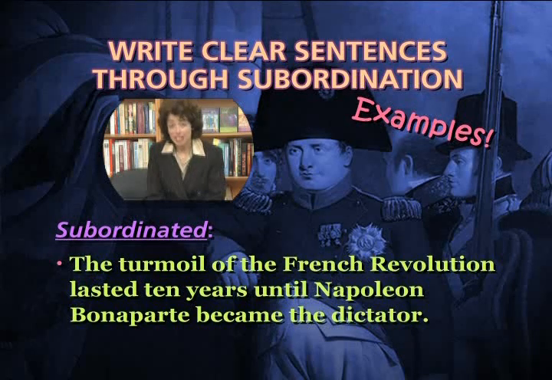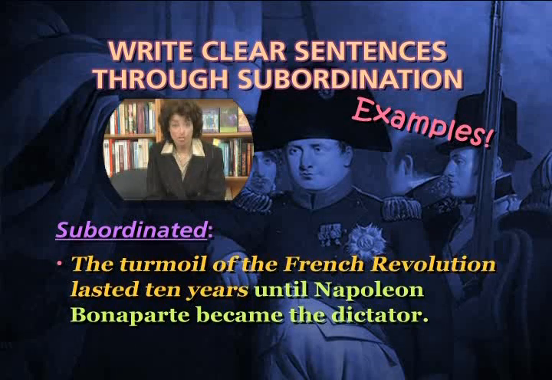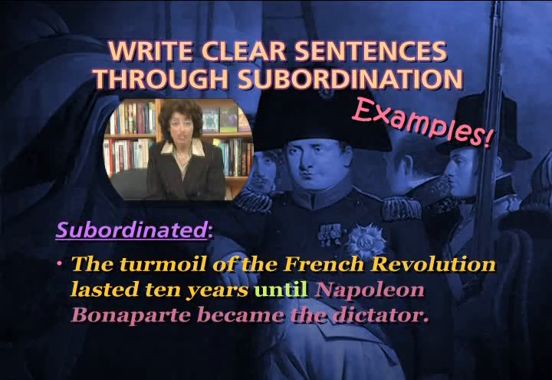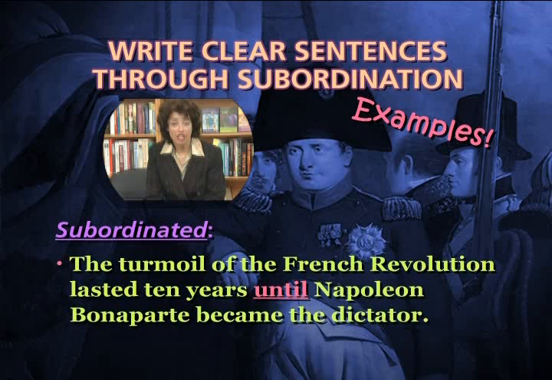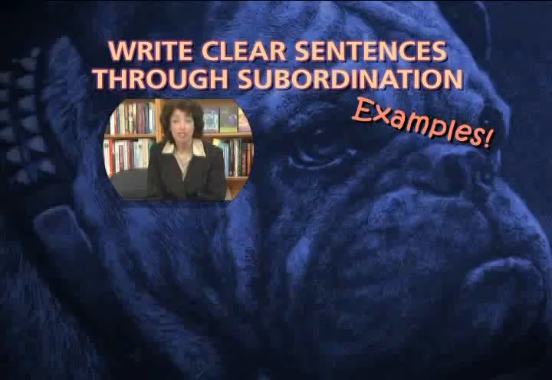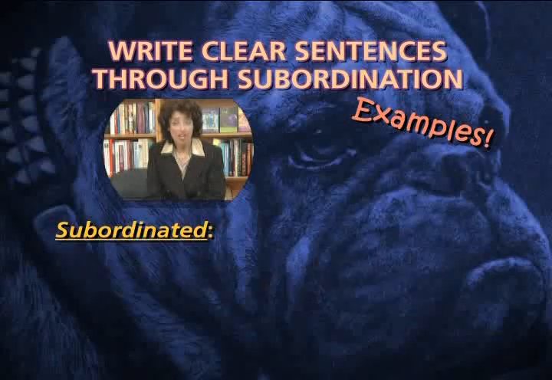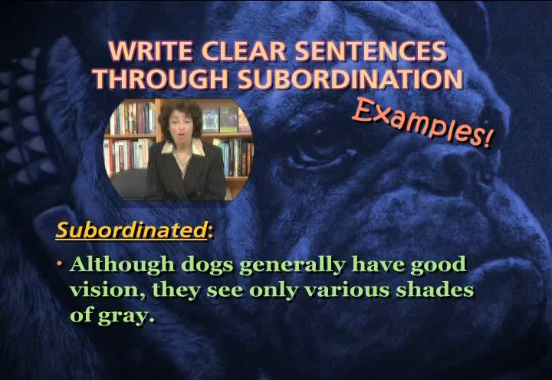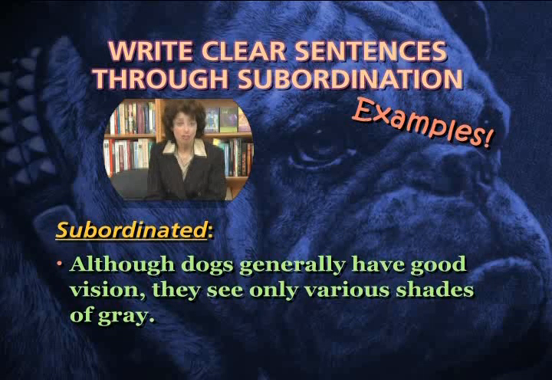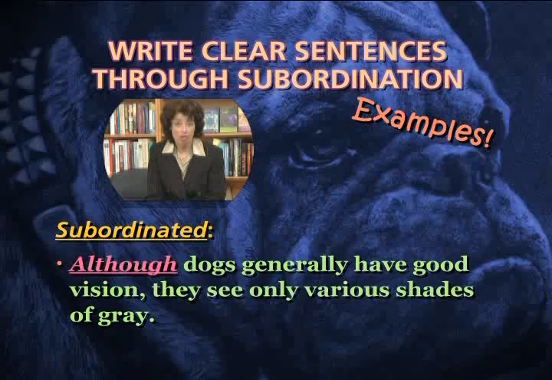Now I've put the independent clause first and the subordinate clause second, and I've linked them with the word "until" to create logic. Here's another example. Dogs generally have good vision. They see only various shades of gray. To subordinate: Although dogs generally have good vision, they see only various shades of gray. Here I've taken the subordinate clause and I've put it first with the word "although."